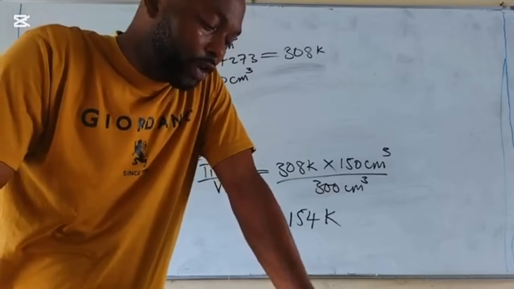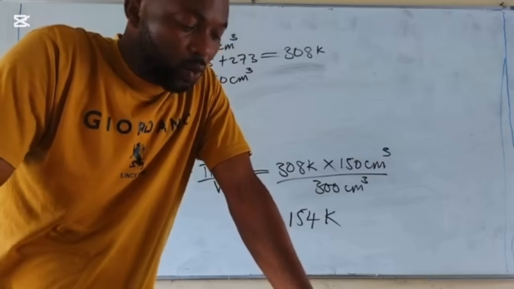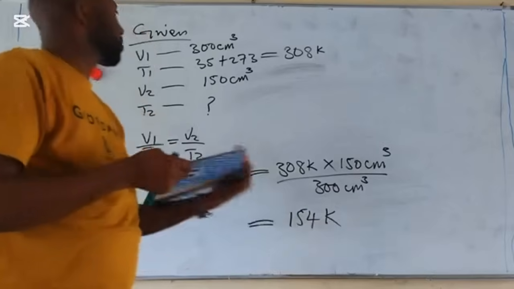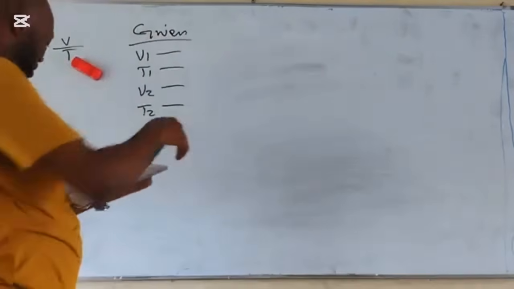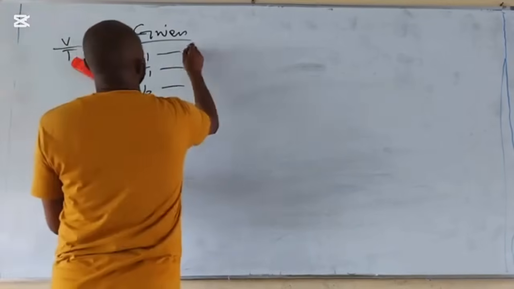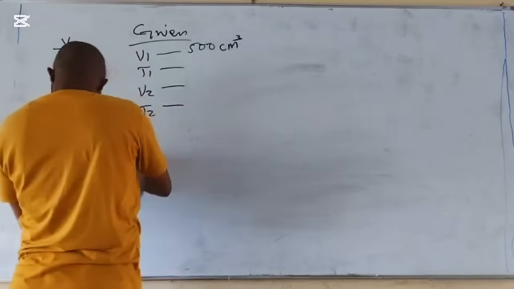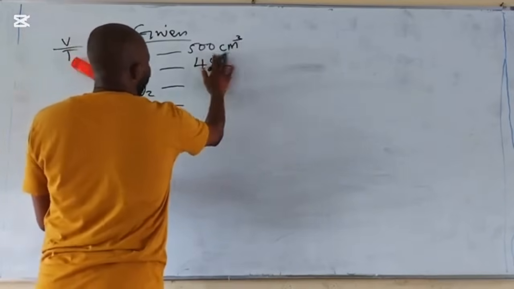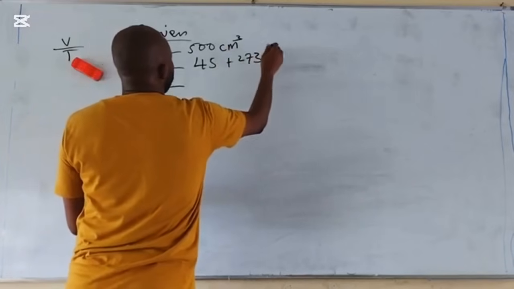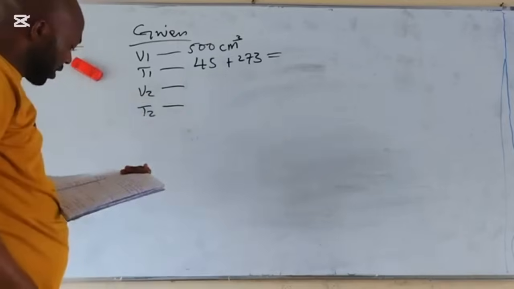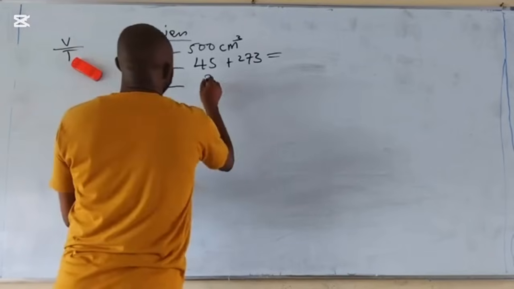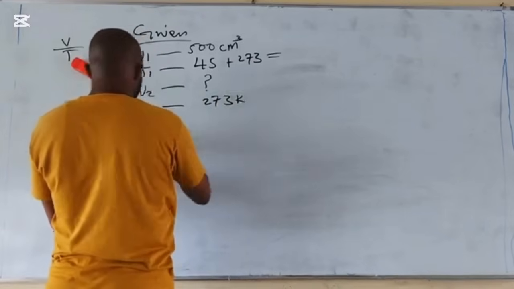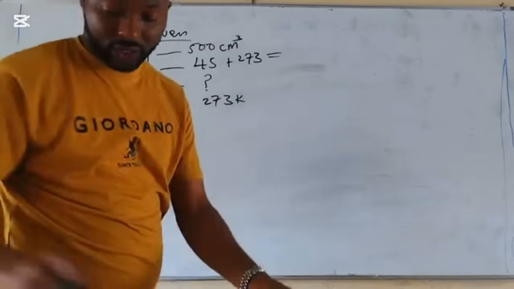A sample of gas has a volume of 500 cm cube at 45 degrees Celsius. What volume would the gas occupy at 0 degrees Celsius when the pressure is constant? V1 is 500 cm cube. T1 is 45 degrees Celsius, so I add my 273 to get Kelvin. What volume would the gas occupy, V2, at 0 degrees Celsius? 0 plus 273 Kelvin. Pressure is always constant.